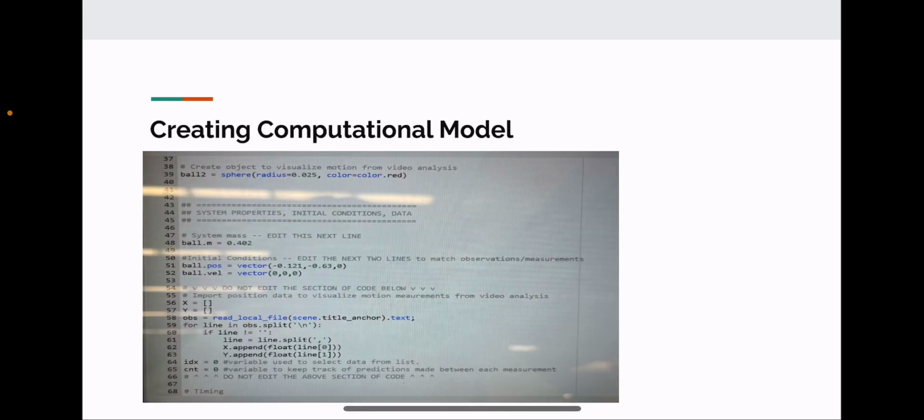For the computational model, we first plug in the initial values and constants. These values are the object's mass, position, and velocity. The initial velocity is 0 because the object is released from rest. It is also true that at the object's peaks, the velocity is 0 because it is fully changing directions.